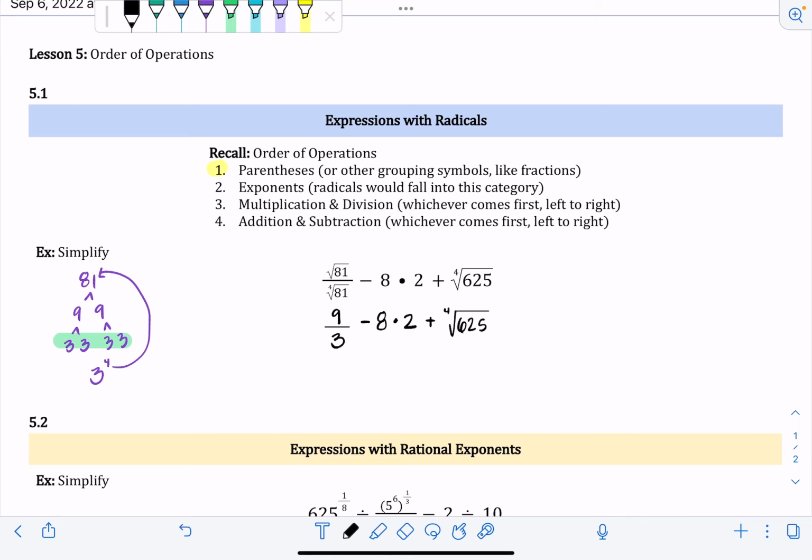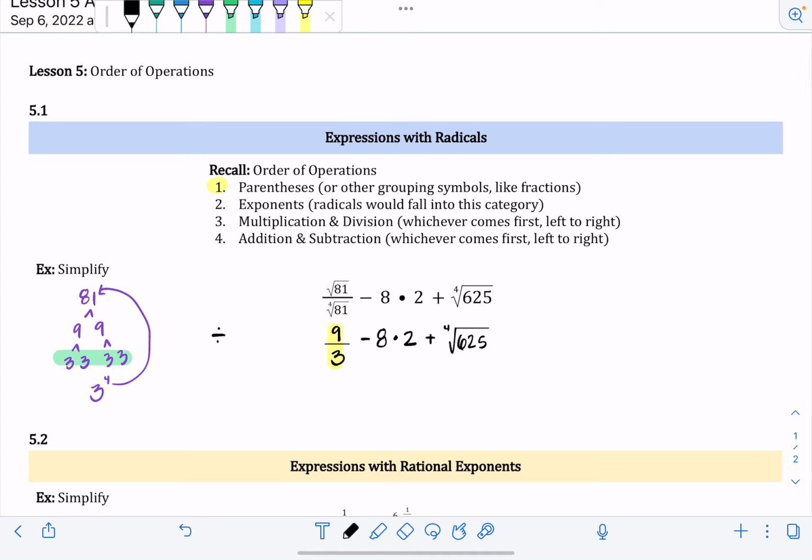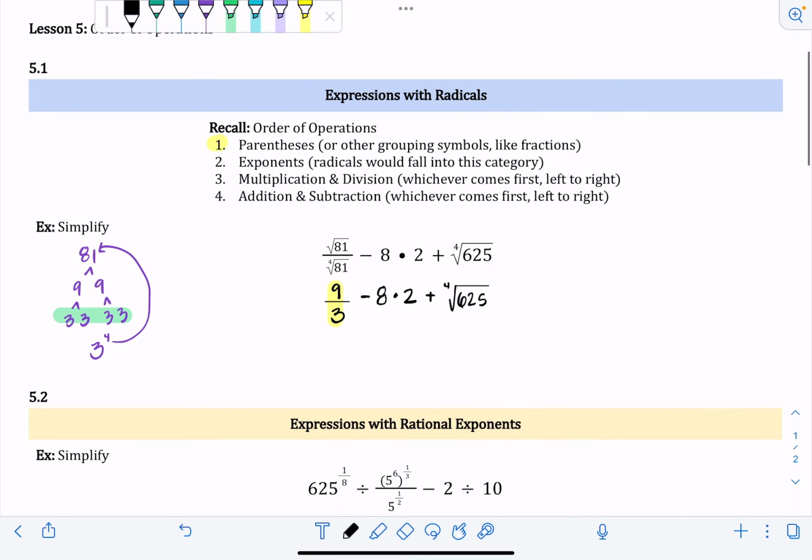Next, we're still working on the grouping symbol aspect because we still have a fraction here that we can simplify. That 9 over 3 is just like 9 divided by 3. If it was a regular division sign, I would probably just leave it for now. But since it's written as a fraction, I'm going to divide it right now because a fraction is a grouping symbol like parentheses. So 9 divided by 3 is 3, and then I copy down the rest of my problem: minus 8 times 2, plus the fourth root of 625.